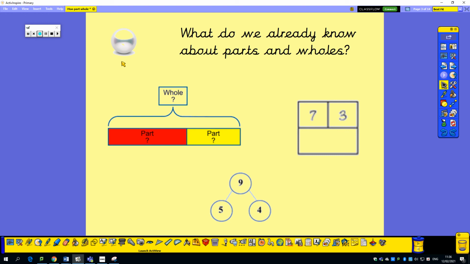We've got some representations here. We've got an example of a bar model where the whole has been split into two parts, and those two parts make the whole. At the bottom, we've got a part-whole model. We know that the 9 is the whole, the 5 and the 4 are the two parts that make that whole. And another bar model over here, the two parts we've got are 7 and 3, so the missing number is our whole, which is 10.